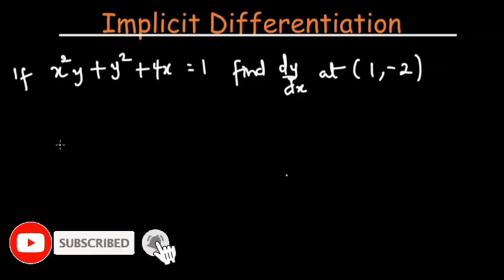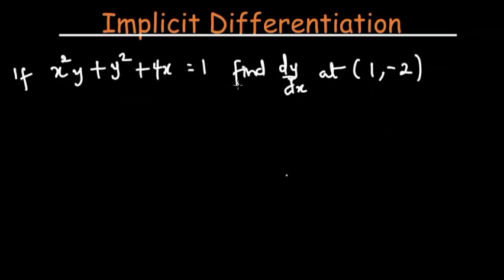So we have that if x squared y plus y squared plus 4x equals 1, find dy dx at 1, minus 2. Right? So here we have x squared and y. x squared is going to be considered as a function. y squared is also going to be considered as another function. And we are multiplying x squared and y. Therefore, this is going to be a product, and we're going to have to use the product rule to differentiate it.